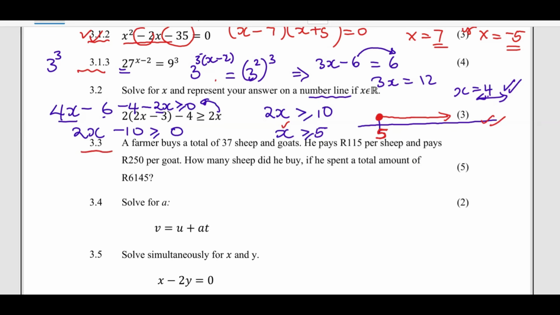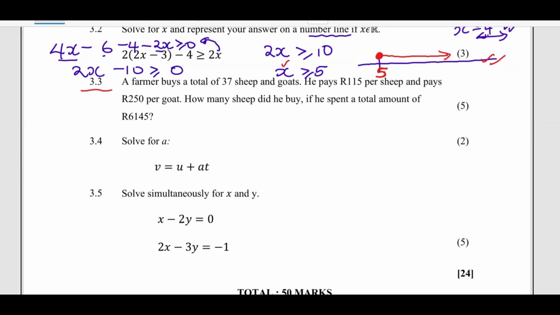And then 3.3, we have some farmers here. So they're telling us that a farmer buys a total of 37 sheep and goats. He pays 115 per sheep, and then he pays 250 per goat. How many sheep did he buy if he spent a total of 6145? Okay, so this is more like a simultaneous equation, but let's see.